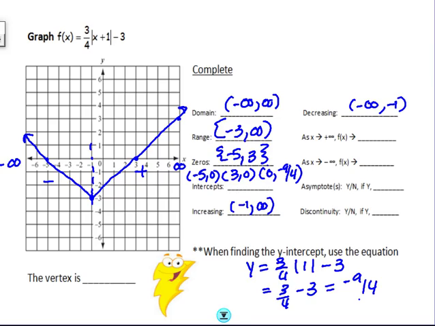Alright, in end behavior, we're looking at the ends of our graphs. As x approaches positive infinity, the right-hand side of the graph, what's y doing? It's going up. So that's positive infinity. As x approaches negative infinity, what's y doing? It's still going up. So it's also positive infinity. We have no asymptotes and no points of discontinuity.